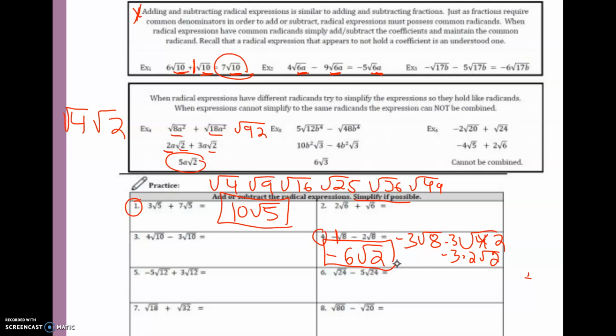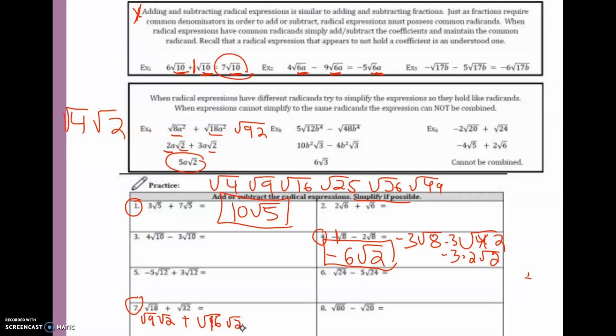Now, we're going to go to a couple of them. Let's take a look at number 7. You'll notice 7 does not have a common radicand, or denominator if you're still thinking fractions. So we're going to break them down. We're going to simplify them like we did in the other video. So in this case, 18 will be broken down as 9 and 2. And then let's break down 32 also. 32 could be broken down as 16 and 2.